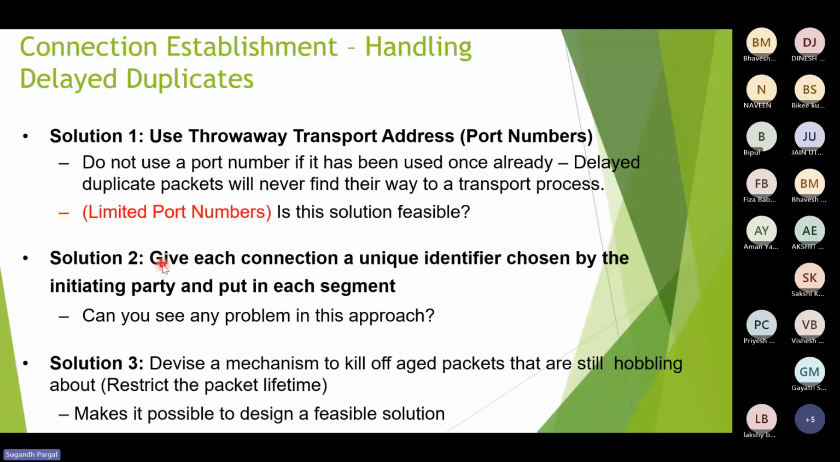Then the next solution is to give each connection a unique identifier, which is chosen by the initiating party and put in each segment. So whenever we give a request, a unique identifier is chosen and sent along with that segment. The problem with this unique identifier is which identifier we will choose and how to differentiate between identifiers. We will see that later.